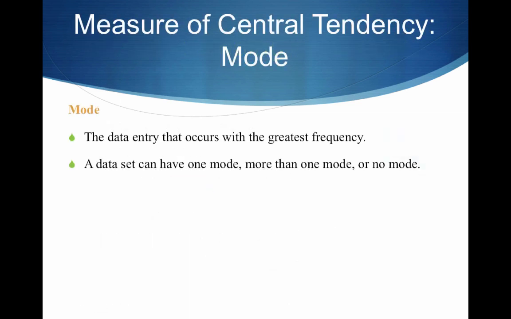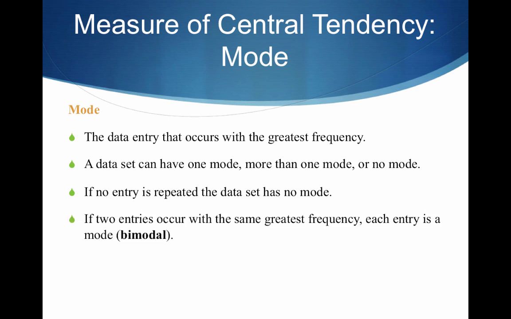Okay, lastly, let's talk about mode. The mode is the data entry that occurs with the greatest frequency. A data set can have one mode, more than one mode, and it can also have no mode. If no entry is repeated, then we have a data set without a mode. If 2 entries occur with the same greatest frequency, each entry is a mode. We often call this data bimodal.